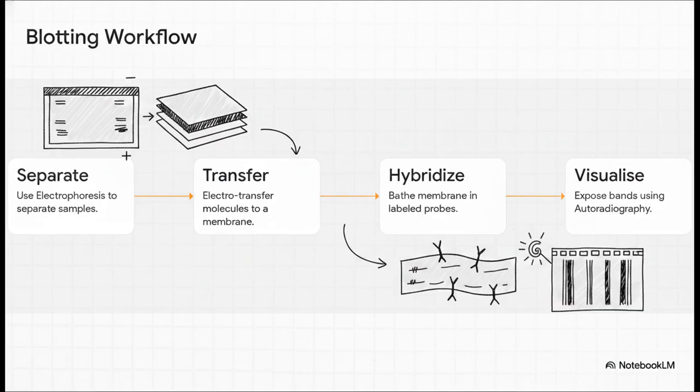First, we use an electrical field to push the cell's molecules through a gel which separates them strictly by size. Second, we electrotransfer those separated molecules onto a sturdy nylon membrane. Third, we bathe that membrane in custom-designed labeled probes that will only stick or hybridize to our specific target, RNA or protein. Finally, we expose it using autoradiography. If our factory is working, those specific bands will light up like glowing barcodes on an X-ray film, confirming absolute success.